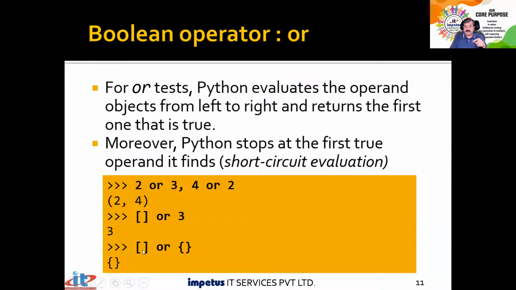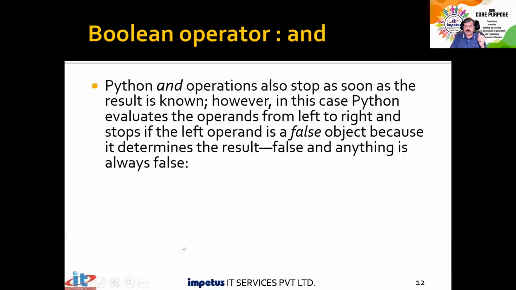If I give an empty list and an empty set, the list is empty, so it will go on finding. It did not find anything which is true. Then it returns the last operand. All of them are false, so it returns the last operand, that is the empty set. Now, if you look at AND, Python's AND operator also stops as soon as the result is known. Python evaluates the operands from left to right and stops if the left operand is false, because that determines the result.